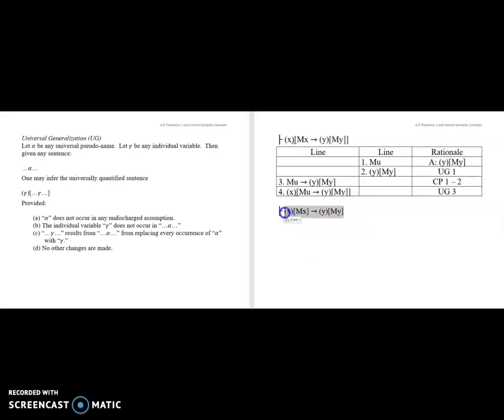Contrastively, this is a theorem of logic, and you can prove it by assuming this and then deducing this, and I will leave that to you as an exercise.